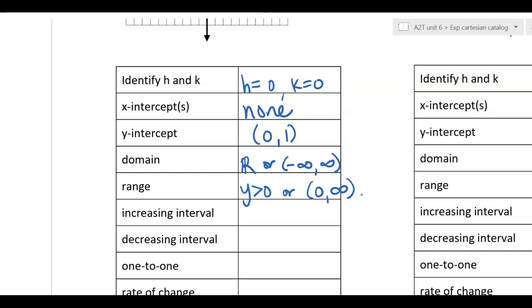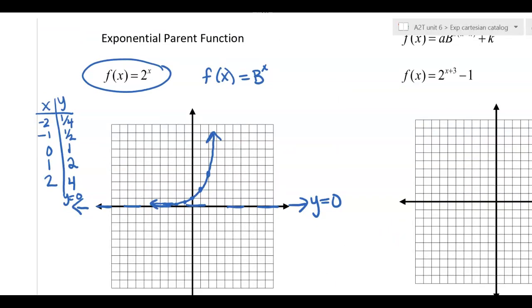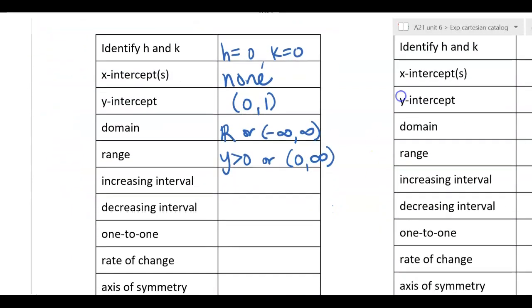Okay. All right. Is this graph increasing or decreasing? Increasing the entire domain. The entire domain is all real numbers. So the increasing interval is the interval from negative infinity to infinity, and there is no decreasing interval.